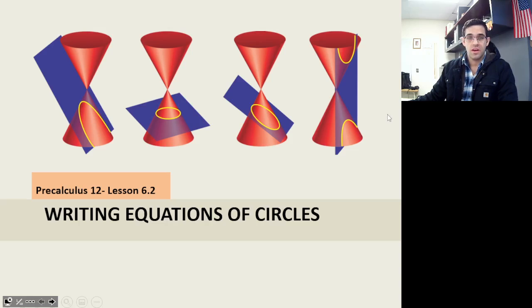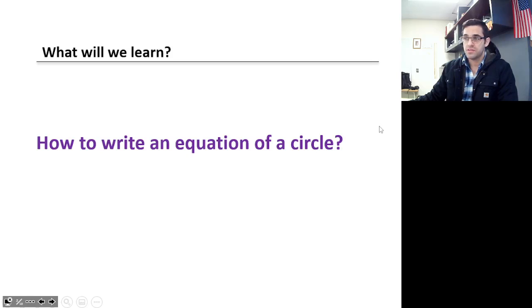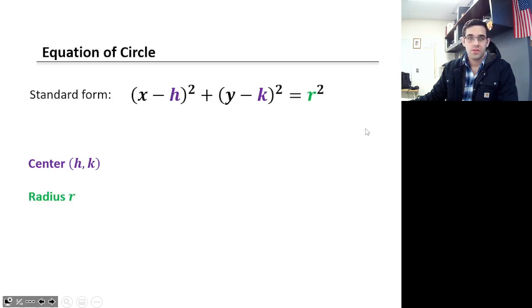So now we're going to look at, okay, if I have the center and the radius of a circle, how do I write the equation? Basically working backwards from last lesson. So here again is our equation for a circle. h, k being the x and y coordinates of the center of the circle, and r being the length of the radius of the circle.